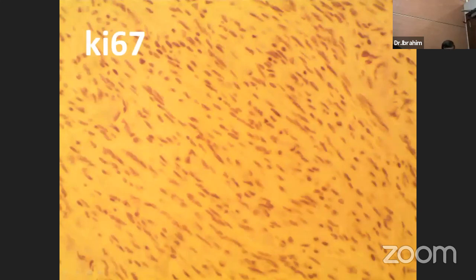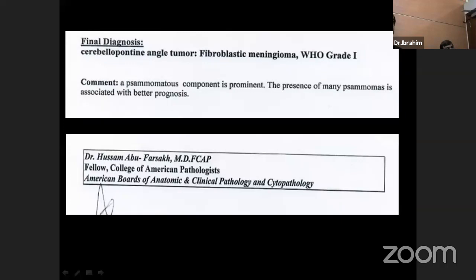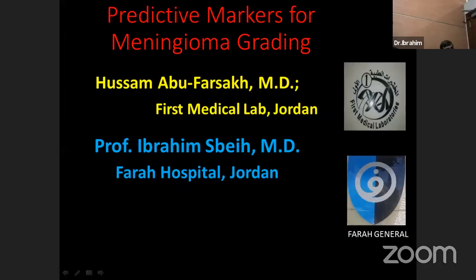P53 usually is negative, even in the atypical meningiomas, but when it is positive, it's a bad prognosis. Ki-67 usually in low-grade meningiomas, WHO grade 1, in our publication, is usually 1.51%. If it is grade 2, usually it is 5 to 6%. If it is anaplastic, it may reach up to 20%. So this is what we usually call a fibroblastic meningioma if it is WHO grade 1, and there are other types of meningiomas.